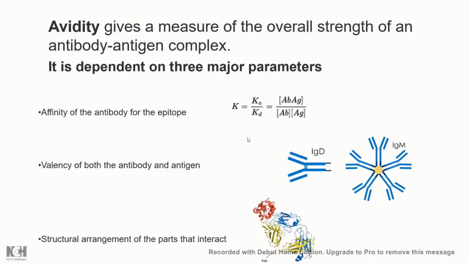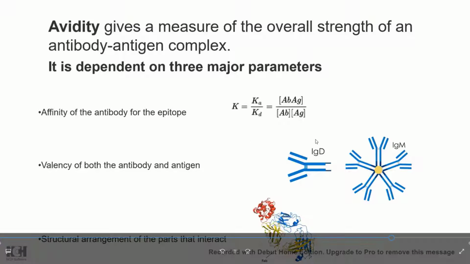Definitely, the affinity of the antibody towards its epitope. The greater the affinity, the greater the avidity as well. Then, the valency of the antibody. The greater the valency, the greater the avidity. For example, IgM has greater avidity than IgG. And last but not the least is the molecular arrangement of the epitope and the antigen binding site inside the antibody. So this is a three-dimensional arrangement.